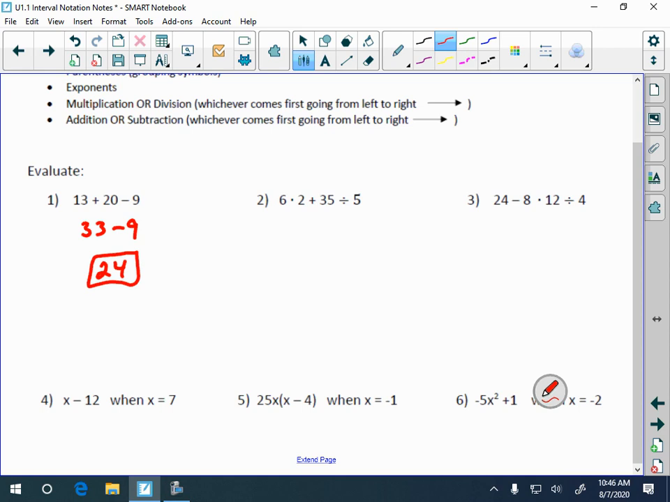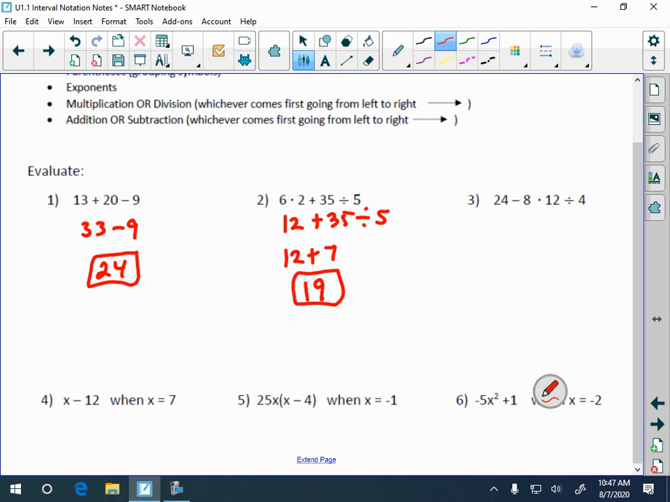All right. Number 2. All right, so working left to right, 6 times 2 plus 35 divided by 5. So we have a multiplication that we have to do. 6 times 2, that's 12, plus 35 divided by 5. And then we have a division that has to be done before adding. So 35 divided by 5, that's going to be 7. And then 12 plus 7, 19.